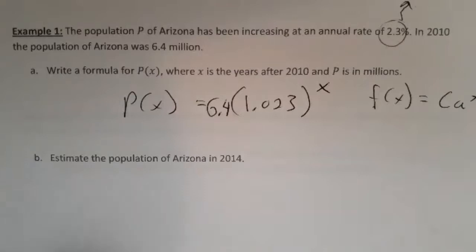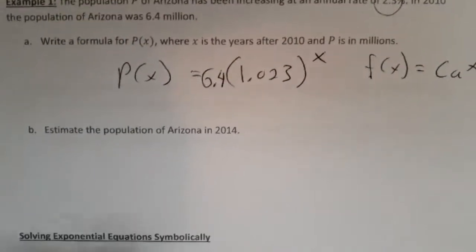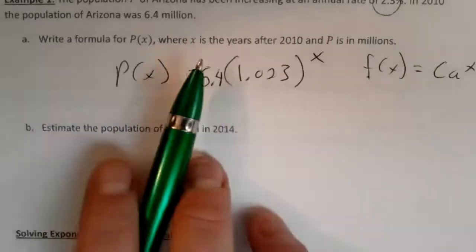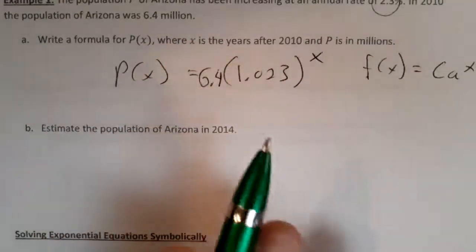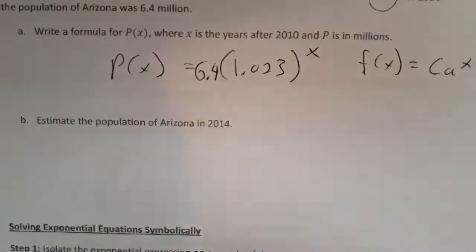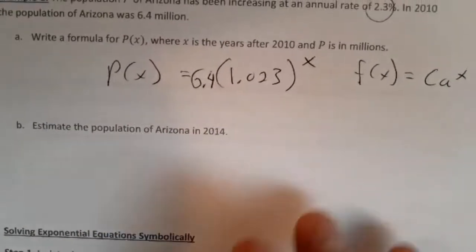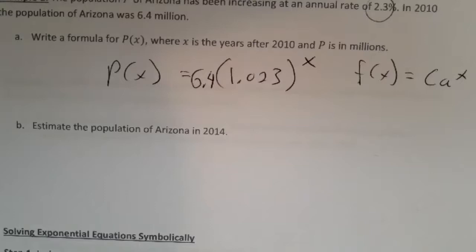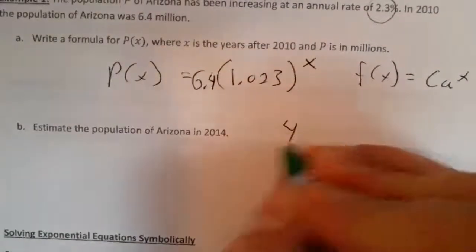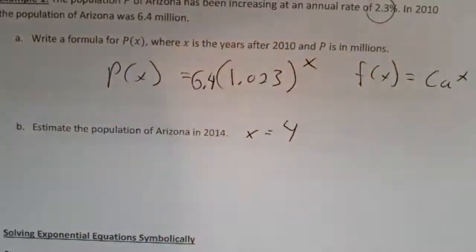Estimate the population of Arizona in 2014. So if we're starting in 2010, 2014 is what? What is that giving us to plug in? Four years later? Yeah, 4 years. So the X variable would be 4.